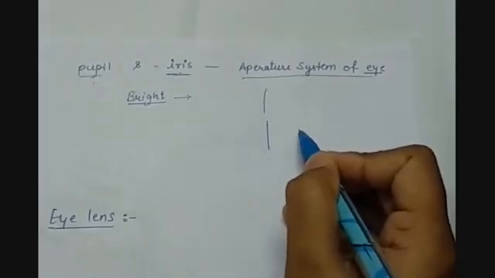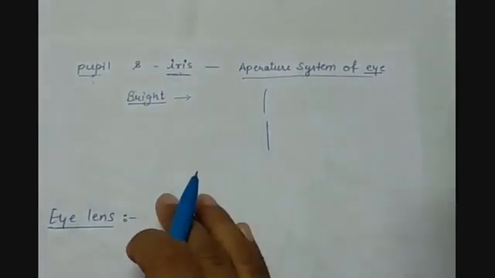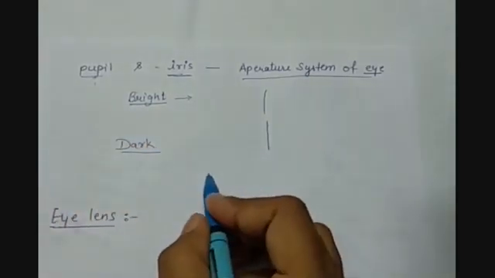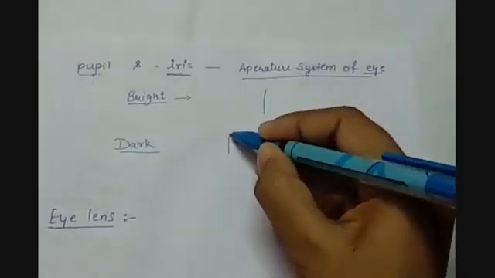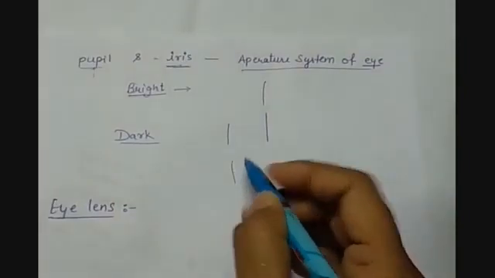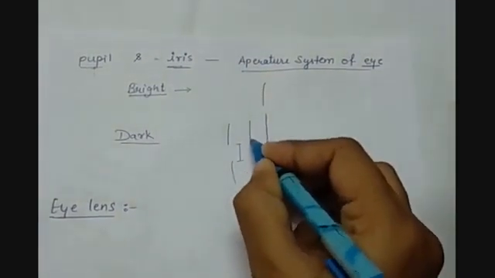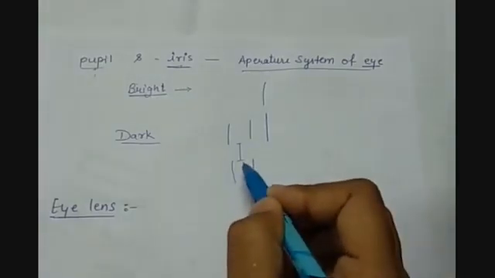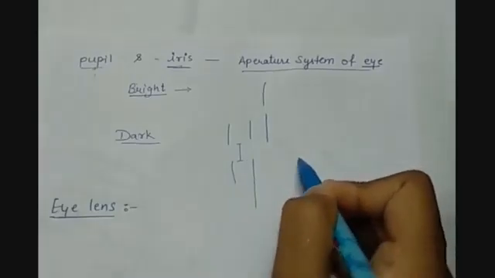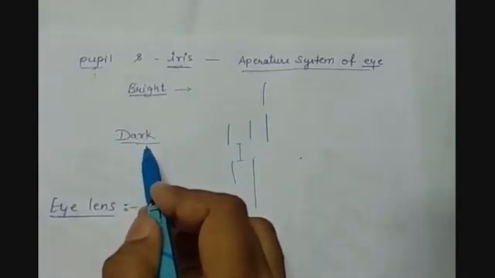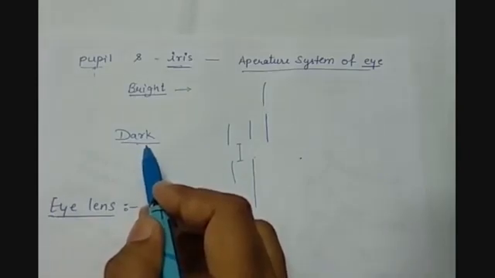so that less amount of light can enter and we can have a proper image. But similarly, when we go in a dark room where a very minimum amount of light is present, then the iris makes the pupil expand and the size of pupil will increase, which will cause the maximum amount of light to enter in the eyes, so that we can see in the dark, or we can see in the place where less amount of light is present.